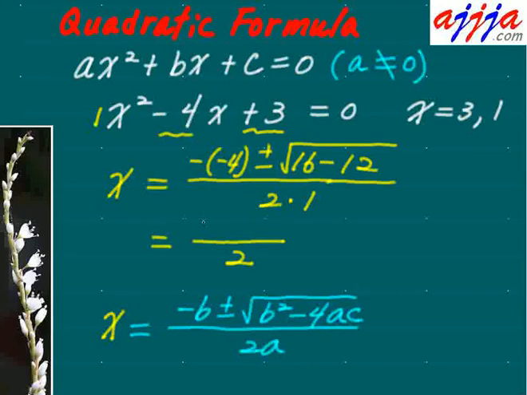So now all we have to do is calculate this one. The bottom is going to be 2. On top, that's 4, plus or minus the square root of 16 minus 12, which is the square root of 4, which is 2, right there. So we just add this number. 4 plus 2 is 6, divided by 2, 3. Or 4 minus 2, which is 2, divided by 2, which is 1. Exactly the same answer.